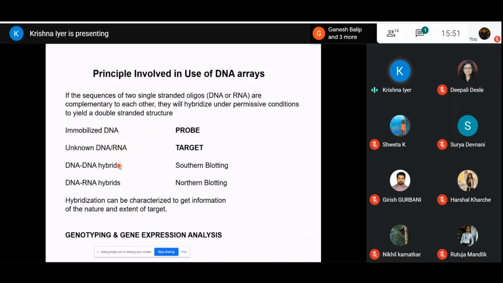Now, what is the principle involved in the use of what are called DNA arrays? The principle is very simple. It is based on what you have learned as Watson and Crick base pairing, which says that if there are two sequences of nucleic acids, either both DNA or both RNA or a DNA-RNA hybrid, if they are complementary to each other in terms of their bases, that is AT or AU and GC, they will hybridize under what are called permissive conditions to yield a double stranded structure.